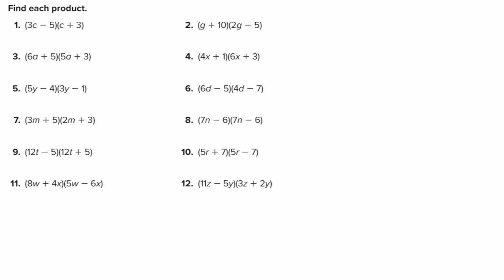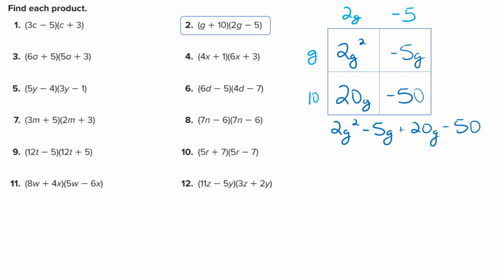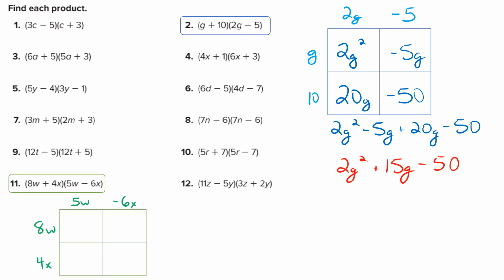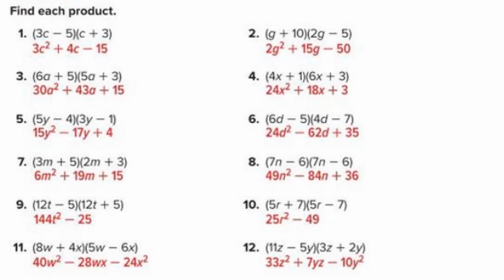Then you have a FOIL method to find the product. So I have solved here question number 2 and question number 11 for you. This is how FOIL works to get the product. In a similar way, you can solve the remaining questions, and I have given you the answer key in the next slide. So these are the answers given here in pink for question 1 to 12. Make sure you check your answers after you solve.